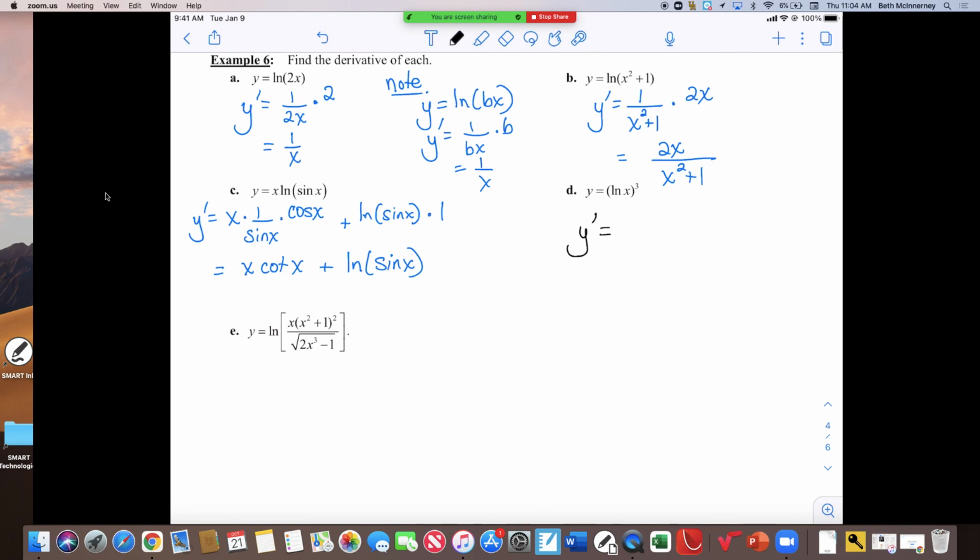All right, here we go. I'm going to bring down the power, decrease the power by 1, and then take the derivative of the inside, which the derivative of ln x is 1 over x. So then I would tidy that up to be 3 times the quantity natural log x squared all over x. All right, that's where I'm going to stop.